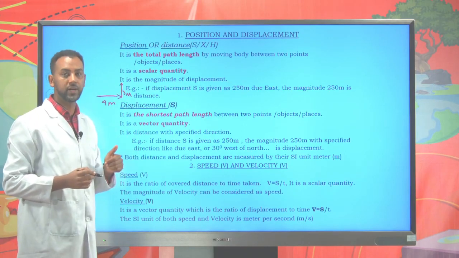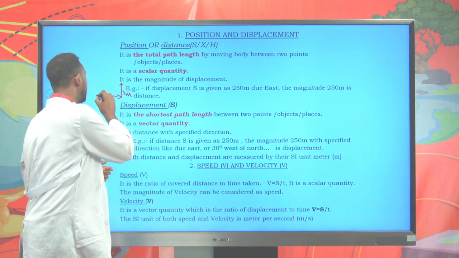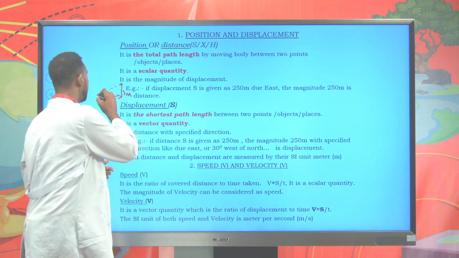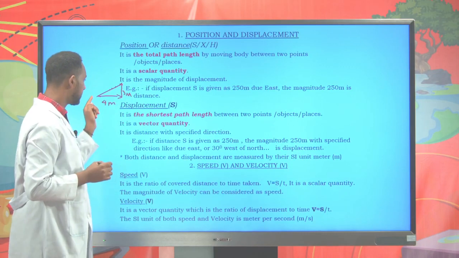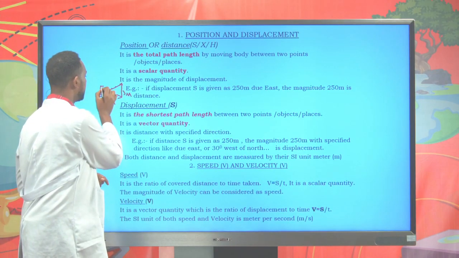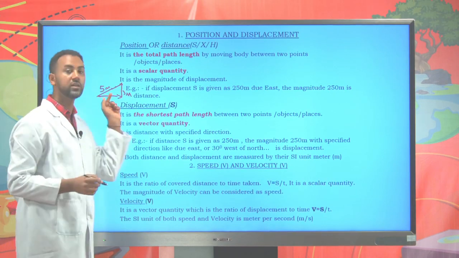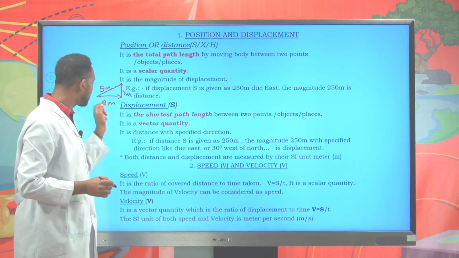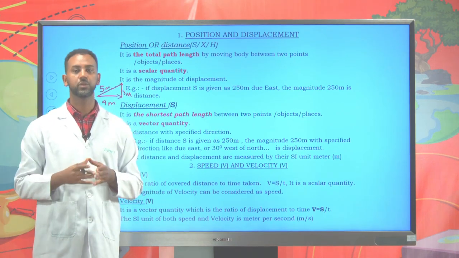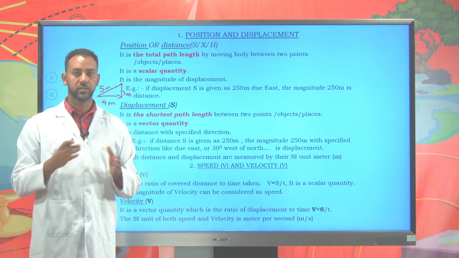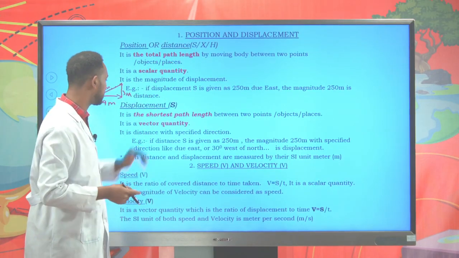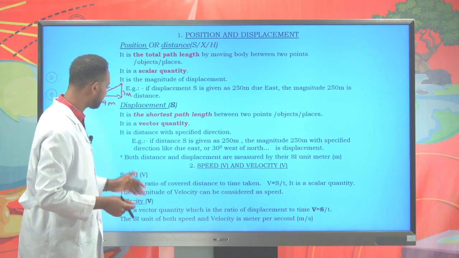But if you are asked to find the displacement, it should be the shortest path length between the two points. That means we have to construct it like this. The shortest path length between the two points, using the Pythagorean theorem, gives us 5 meters. So 5 meters is the displacement, whereas 7 meters is the distance. Therefore, distance and displacement are the two important parameters. The difference between them is that one is the total path length, the other is the shortest path length.